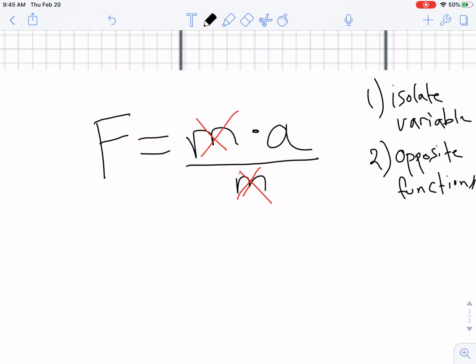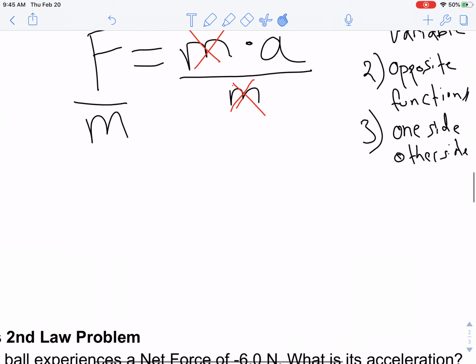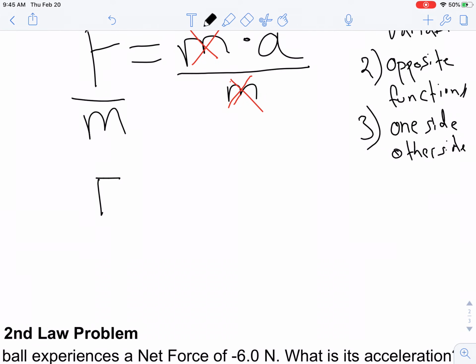But don't forget rule number 3. Whatever you do to one side, you do to the other side. I don't want to write the whole thing. One side, other side. One side, other side. Whatever you do to one side of the equal sign, here's my equal sign here, you got to do to the other side. So when I divided this whole side by M, I got to divide this side by M. Nothing cancels out on this side, but let's just bring this thing down and see what we get. We get F over M equals A.